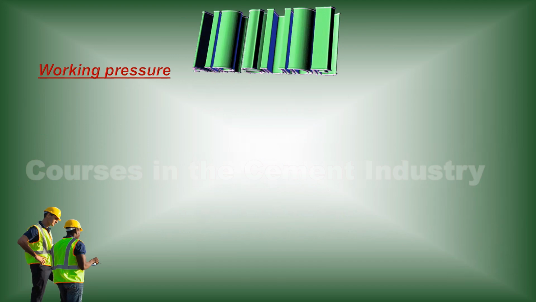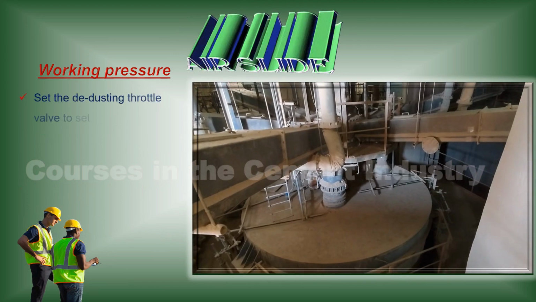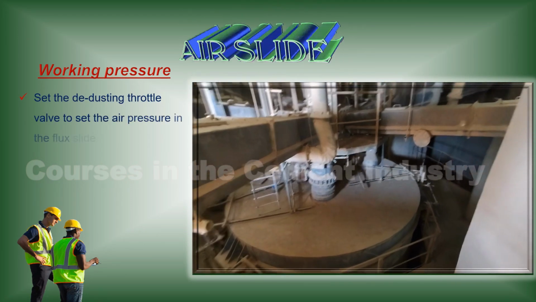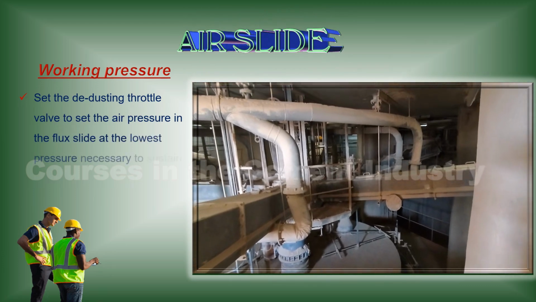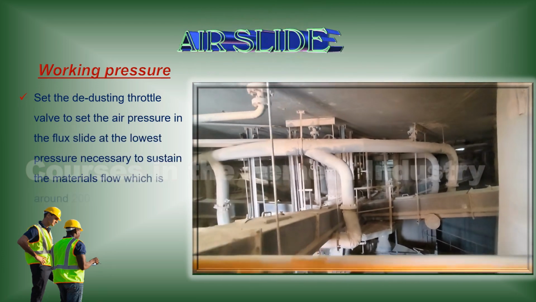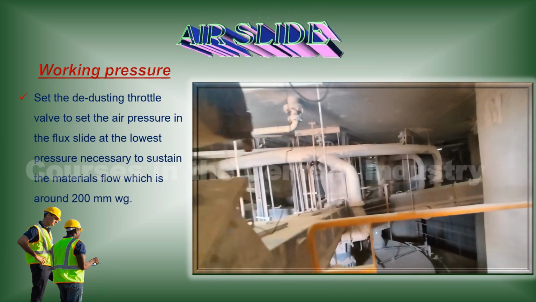Working pressure. Set the dedusting throttle valve to set the air pressure in the air slide at the lowest pressure necessary to sustain the material's flow, which is around 200.